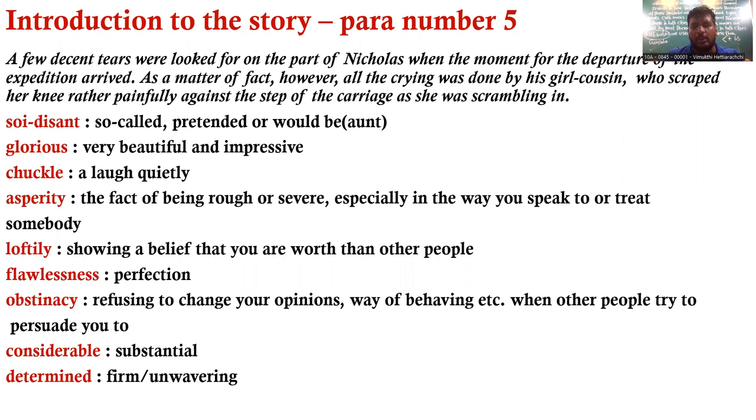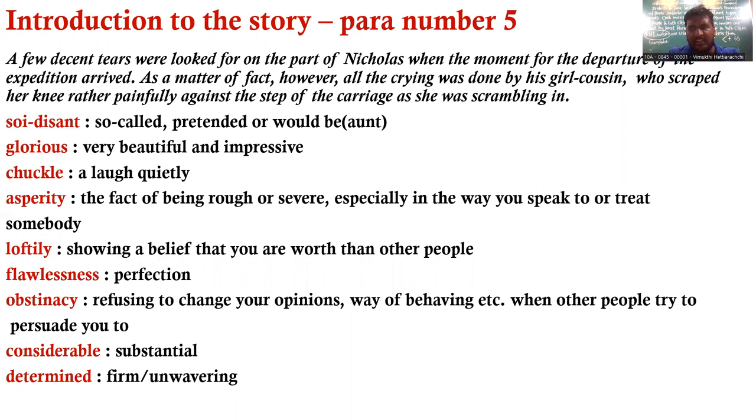So he identified. So we have another set of difficult words here. These words are actually relevant to the next paragraph. Please make sure to write down soi distant. Soi distant refers to so-called, pretended or would-be aunt. Soi distant aunt means in English, so-called aunt. Then we have the word glorious. Glorious means very beautiful and impressive. These words will be related to this paragraph as well as the next couple of paragraphs.